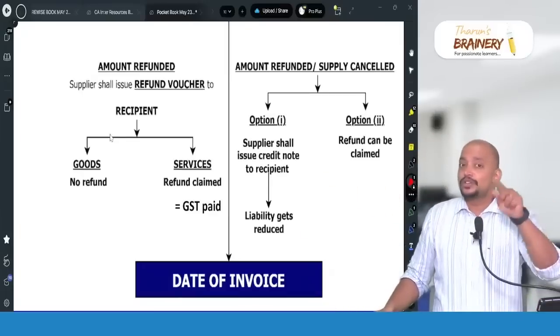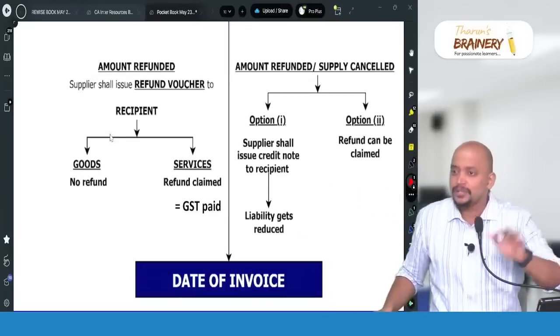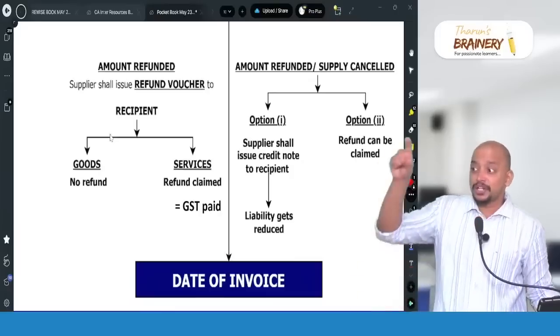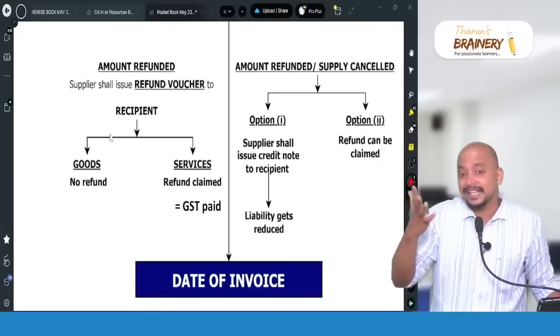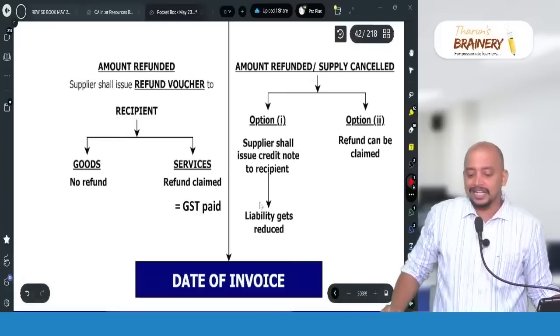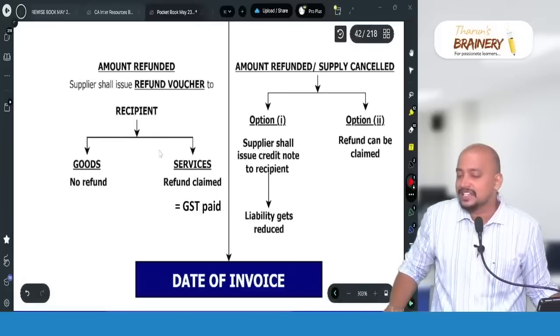But with respect to goods, has GST been paid? No, not yet paid, so there is no question of refund. But with respect to services, GST is already paid. Can they get a refund? Yes, they can get a refund. Refund claimed equals the GST paid.